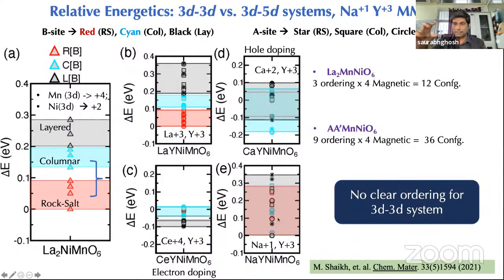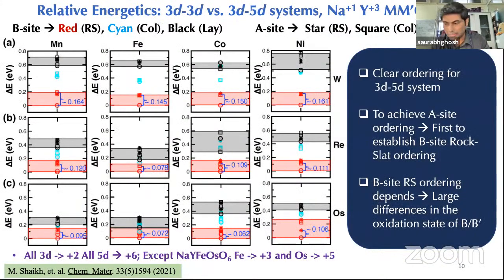So these bands overlap. That means for the 3D system, you should not have both A-site and B-site ordering, and that is basically true. There is no report of both A-site and B-site ordering in a 3D system. That makes us go beyond the 3D and invoke the 3D-5D system.